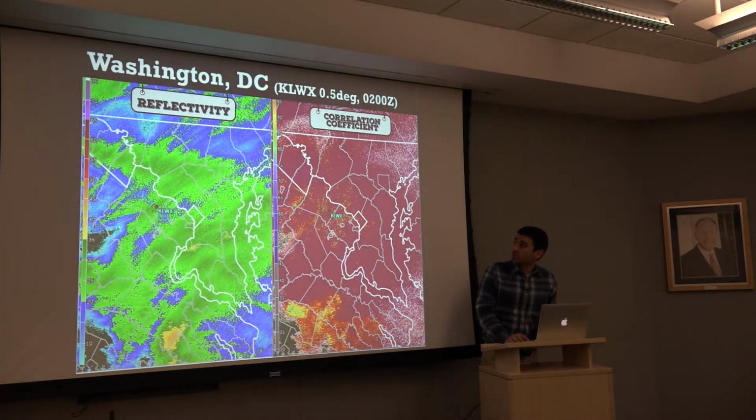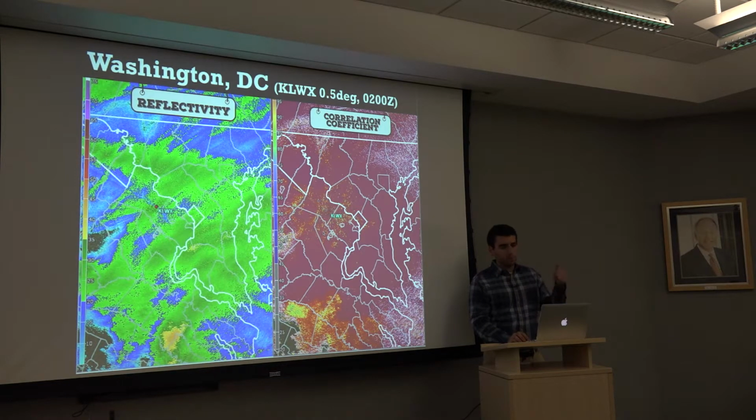We look at an example from a big snowstorm they had about a year ago in Washington, D.C., or across the mid-Atlantic, really, and D.C. was one of the areas affected. On the left, reflectivity. On the right, correlation coefficient. At this time, they're getting generally moderate snow across the area. Correlation coefficient is nice and high, so there's a lot of pure snow across the area.